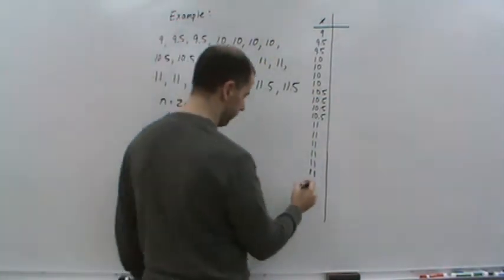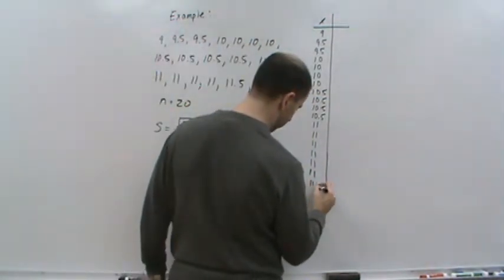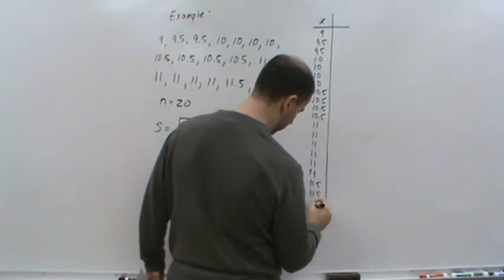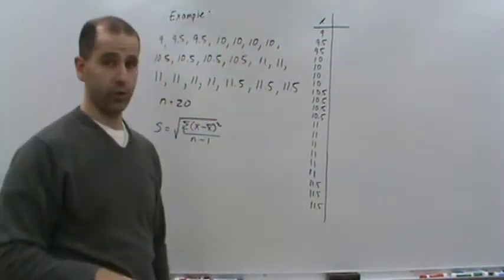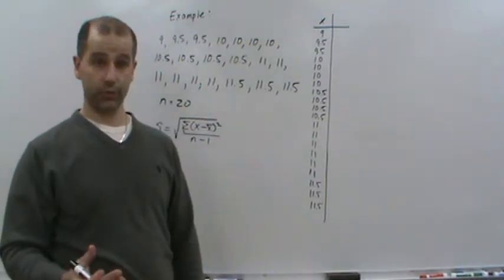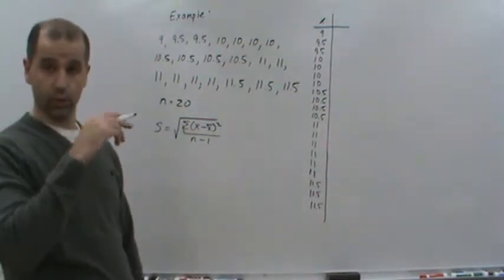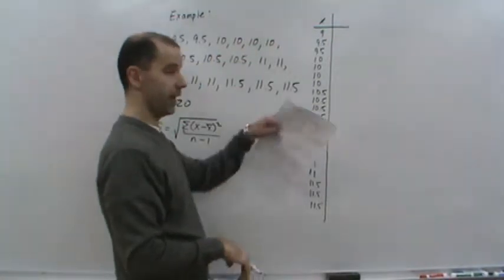And then I've got 11.5, 3 of those. So 11.5, 11.5, and 11.5. Okay? So again, just bear with me. Pause if you have to, but I'm going to go through this slowly because there's a lot of numbers here.